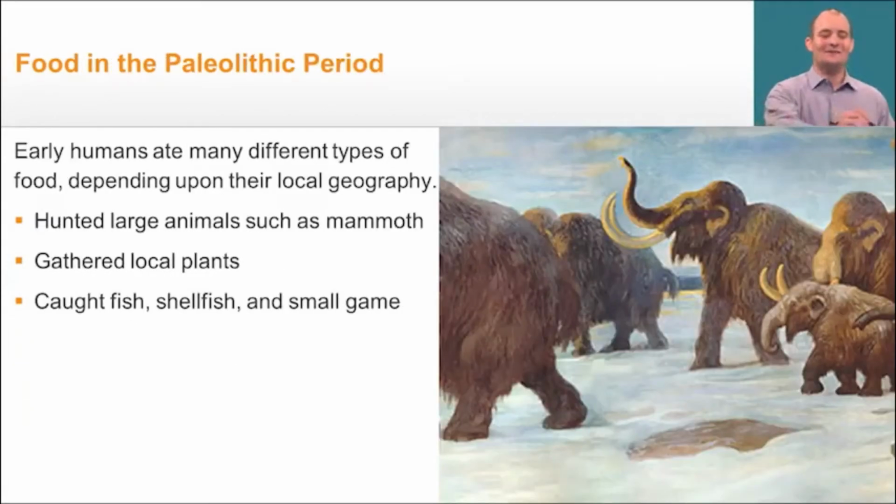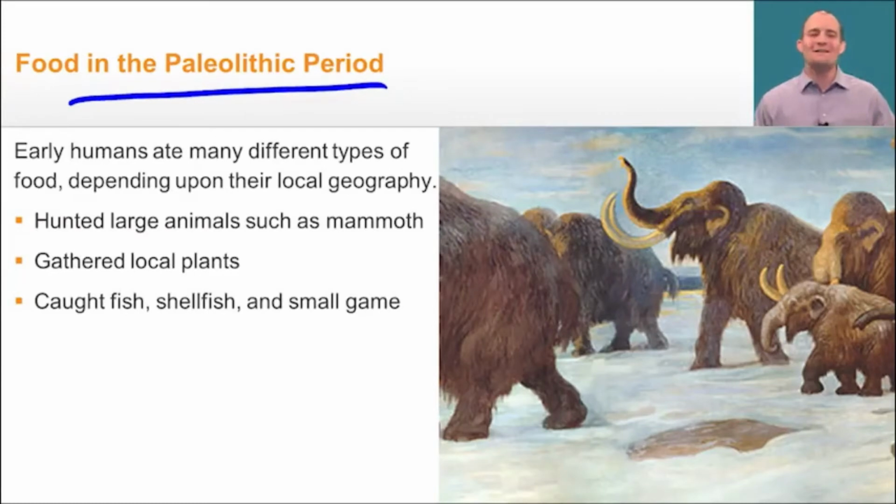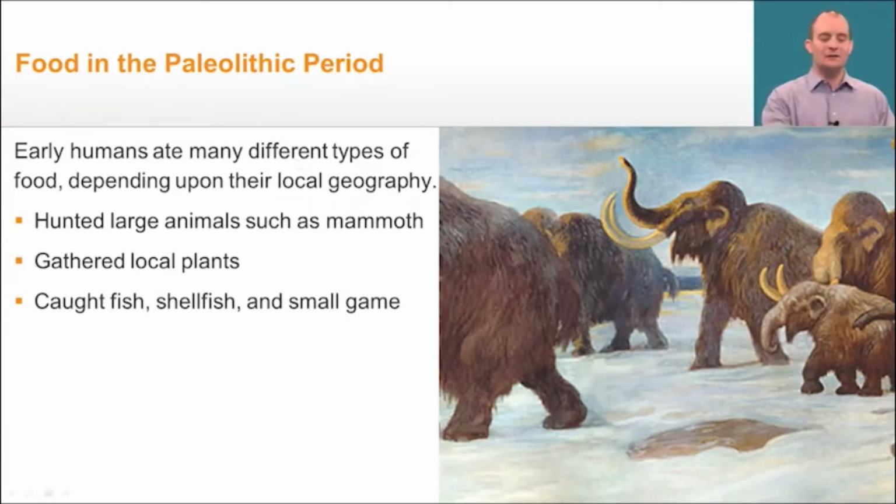All right, let's take a look at what food was eaten, or what was on the menu during the Paleolithic period. Well, early humans ate many different types of food, and this depended upon their local geography. Now, they hunted large animals, such as mammoth, which you can see on the screen here.